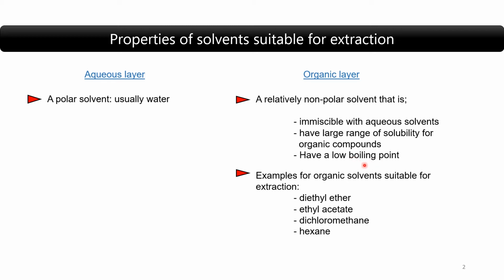The boiling point is when the solvent changes state from liquid to gas, and a low boiling point means that this solvent boils at a very low temperature, so we can remove it very quickly by heating at a low temperature. This is important, and you will see how this comes into use in the later slides. Some examples of organic solvents suitable for extraction are diethyl ether, ethyl acetate, dichloromethane, and hexane.